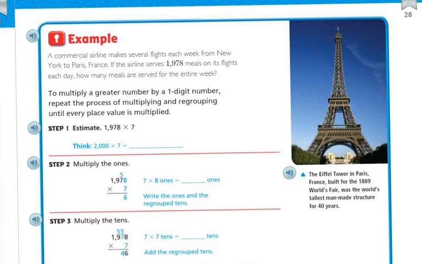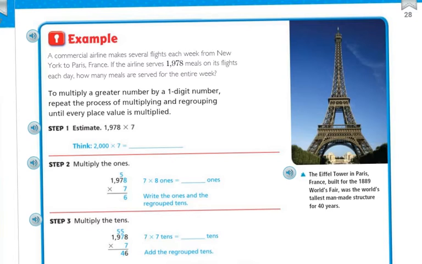Example. A commercial airline makes several flights each week from New York to Paris, France. If the airline serves 1,978 meals on its flight each day, how many meals are served for the entire week? To multiply a greater number by a one-digit number, repeat the process of multiplying and regrouping until every place value is multiplied.